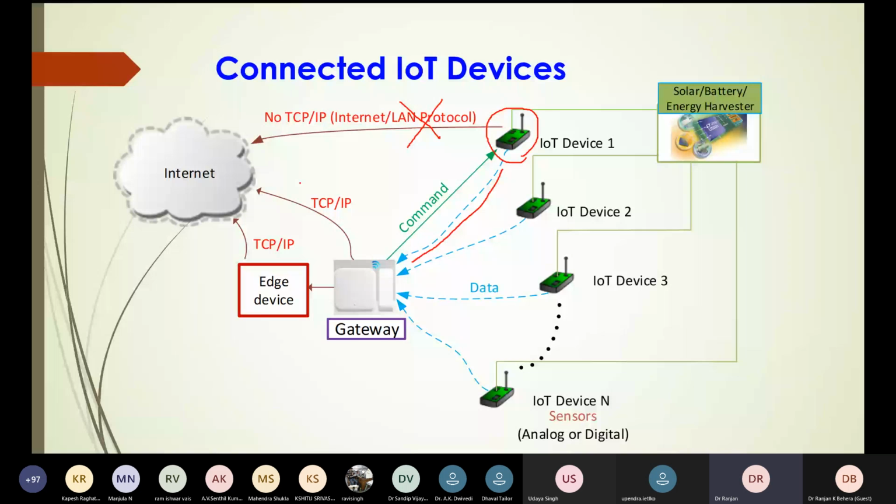They can connect to the internet. That is possible. And what is that one? They also cannot store a large amount of data in the gateway. And that is why they generally pass it to the edge device.